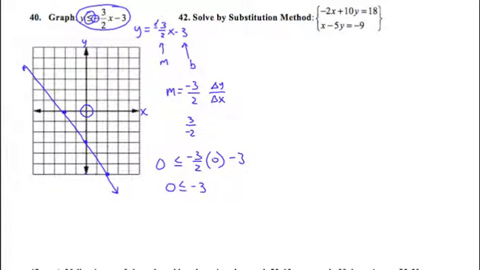So since this point up here was not part of the solution set, that means all the solution points must be on the other side of the line. So I'm going to shade this side of the line then.